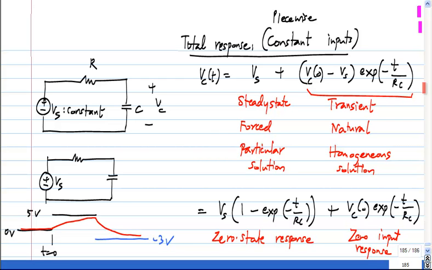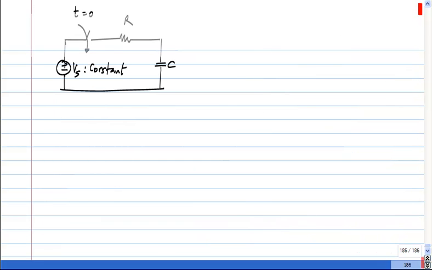So the value of Vc of 0 will be whatever was on the capacitor before you close the switch, and Vs is the value that you apply. So exactly the same thing applies, and you could have lots of variants of this. Instead of this closing like this, you could have some other switch that is opening and then something else closing and so on.